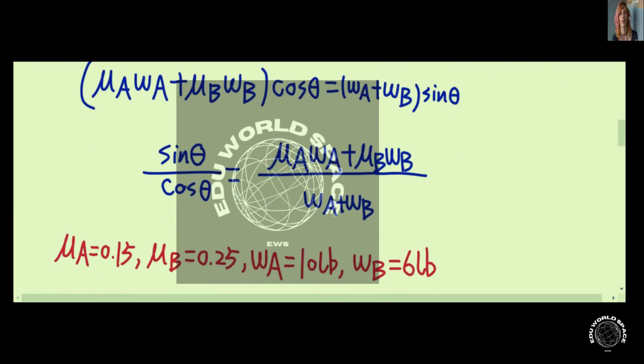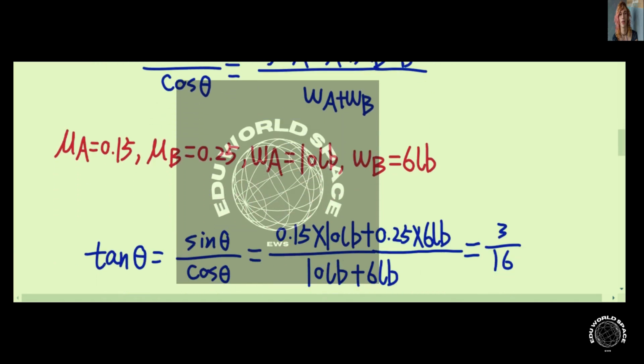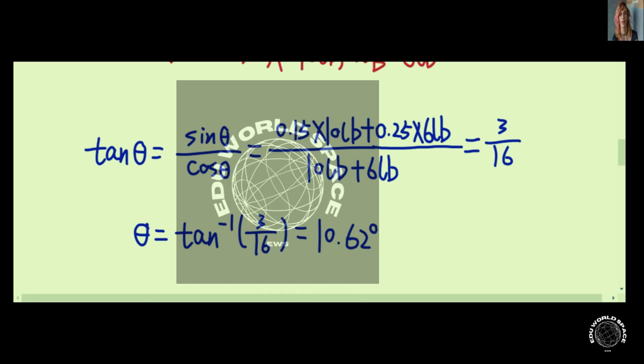We know the coefficient of static friction at point A is 0.15, and at point B is 0.25. The gravity of block A is 10 pounds, and the gravity of block B is 6 pounds. Now we can plug these values into the equation. Tangent theta, which is sin theta over cosine theta, is equal to 0.15 times 10 pounds plus 0.25 times 6 pounds over 10 pounds plus 6 pounds, which is equal to 3 over 16. Therefore, angle theta is equal to inverse tangent of 3 over 16, which is 10.62 degrees.